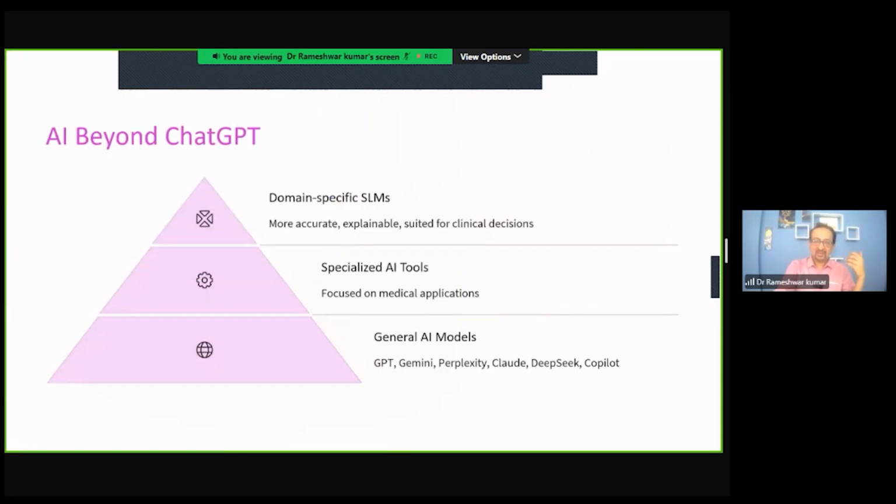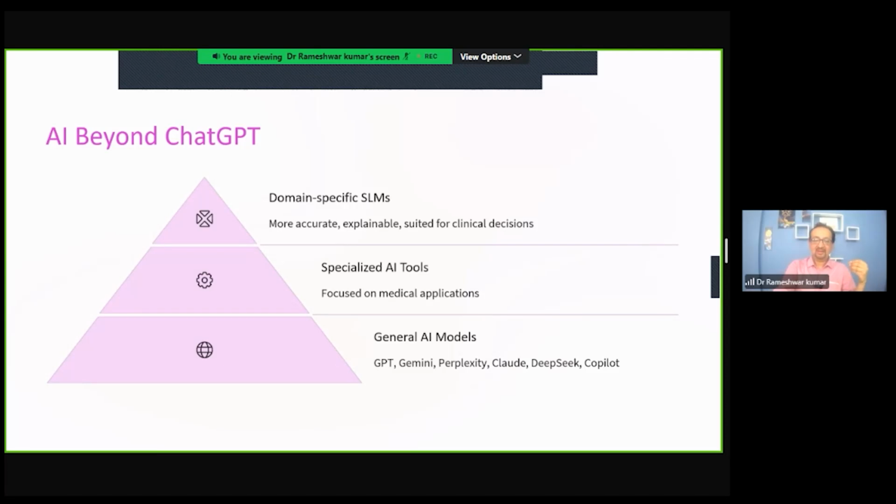But artificial intelligence is much beyond ChatGPT or large language models. I have used many generalized models like Gemini, Perplexity, Claude, DeepSeek, Copilot, Grok, everything. But later, when I dug down, I came across domain-specific small language models, and after that I started learning.